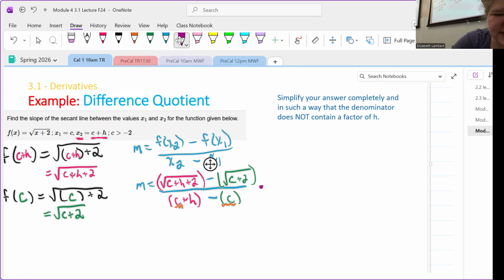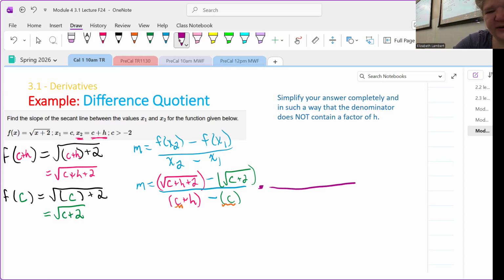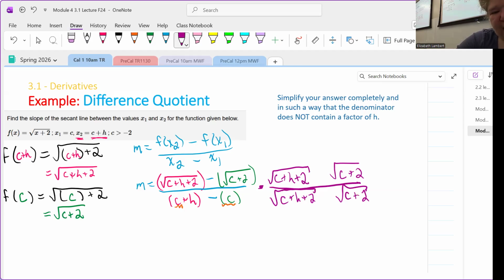And in this case, since we have ugly square roots, this is where we're going to use the conjugate. So we are going to multiply by a very crazy form of 1. So I'm going to have all my same square roots, c plus h plus 2, and the square root of c plus 2. But what I had over here was a minus, so in here, I'm going to put a plus.